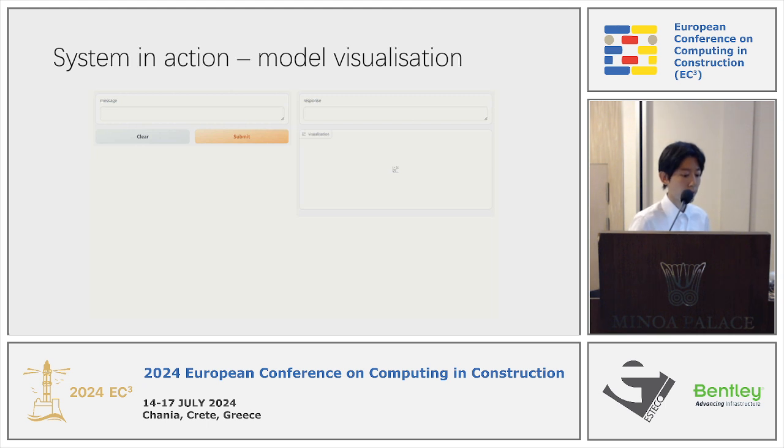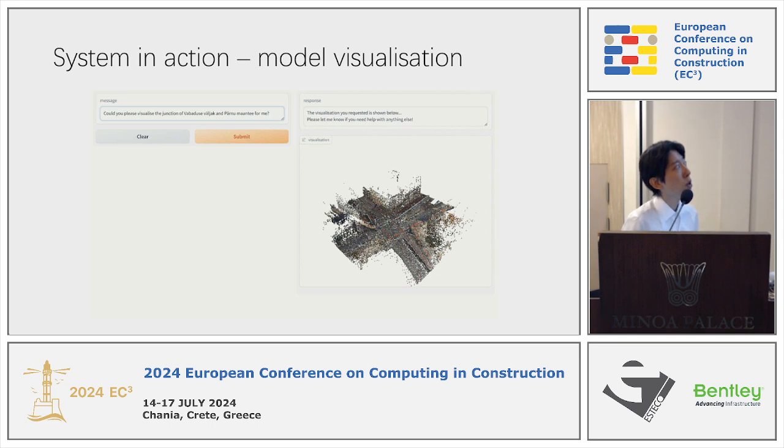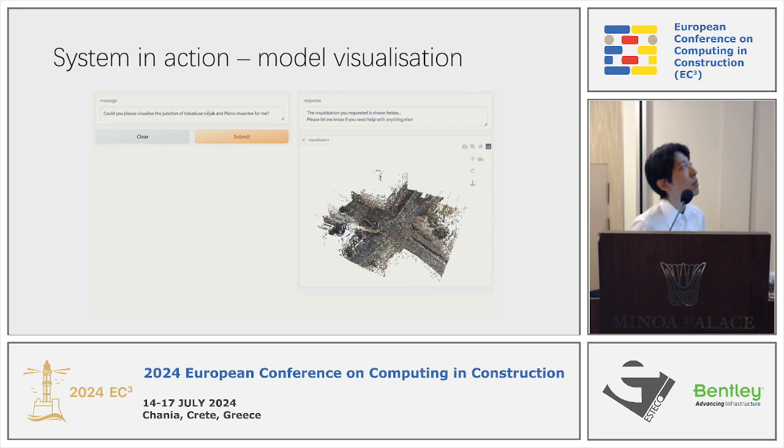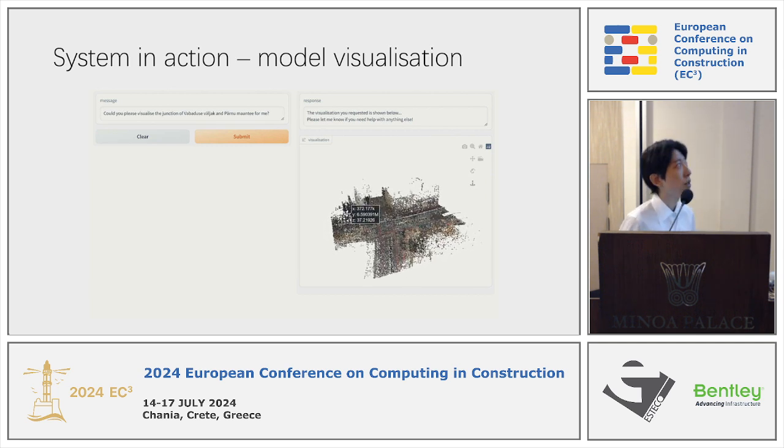And the fourth example is the user asking the system to visualize a certain junction within the road digital twin, and you can see that the relevant point cloud data is retrieved from the digital twin and visualized on the right-hand side, and the user can interact with the point cloud to see the data that they want.